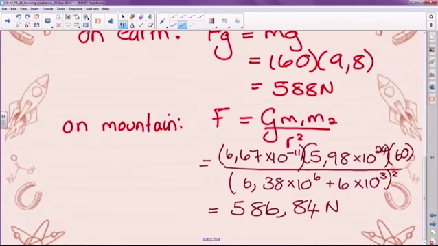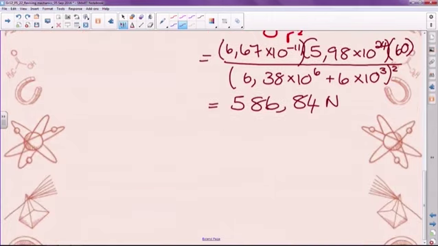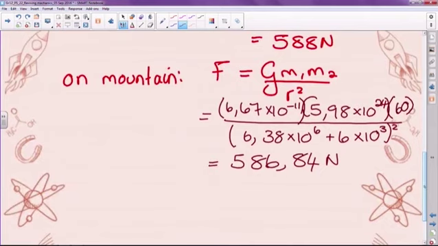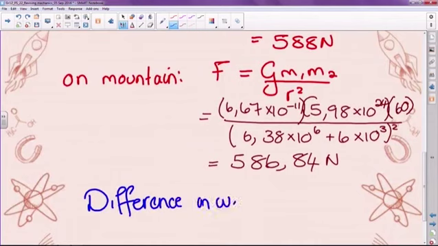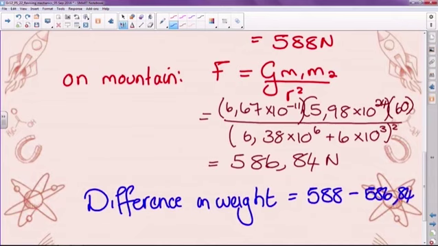But that wasn't the question. The question is, what is his difference in weight? So we actually need to write that down. His difference in weight is going to be big one, 588, minus little one, 586,84. And that gives me 1,16 newtons. Now, ladies, what that means for us is we'll barely see it on a scale. So if you want to go climb up a mountain to look like you've lost some weight, this is not how to do it.